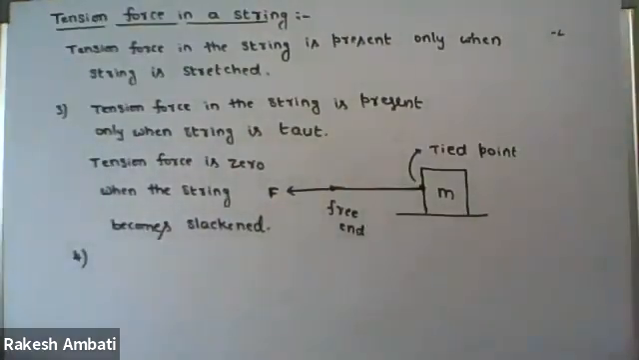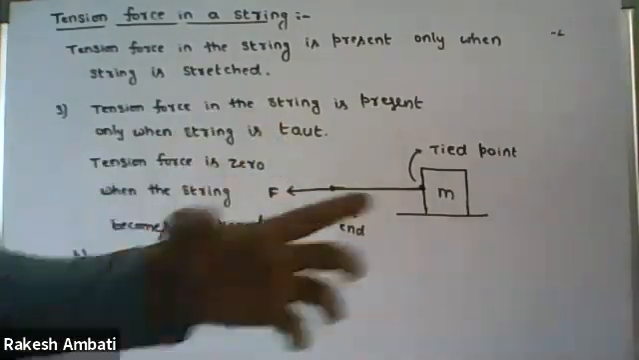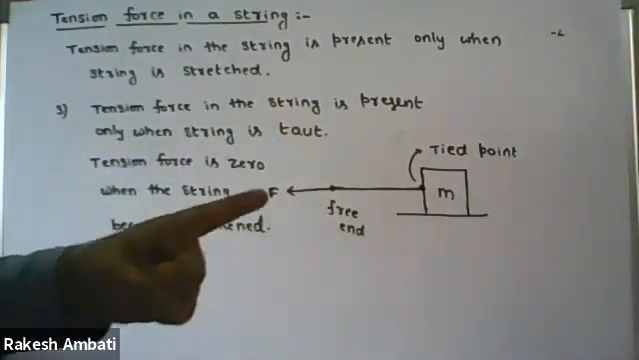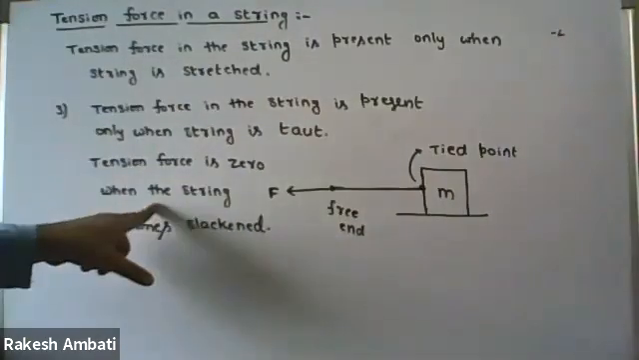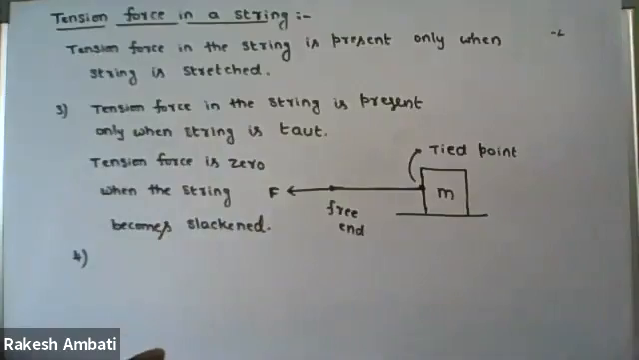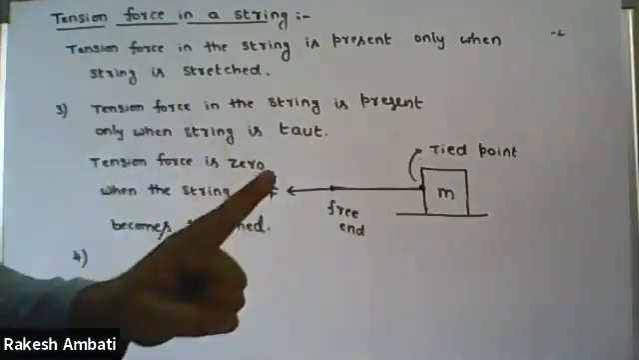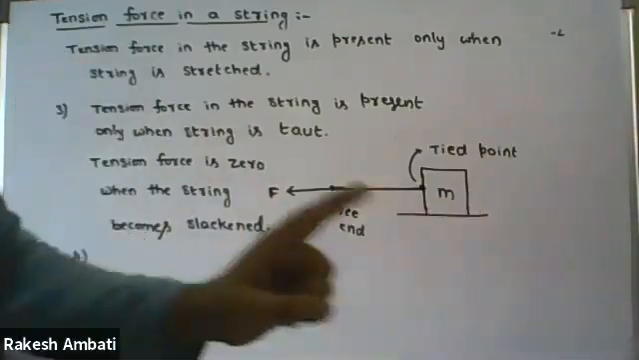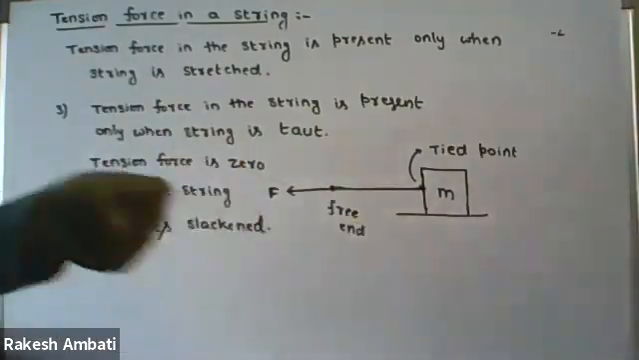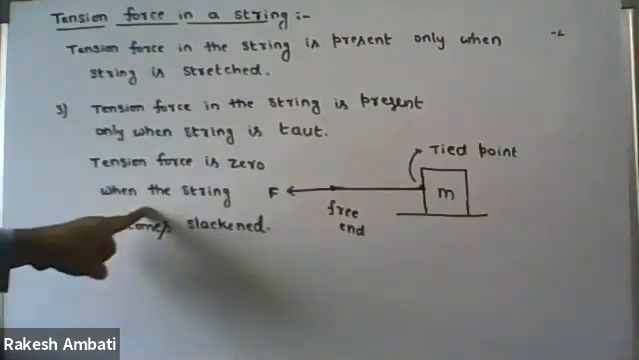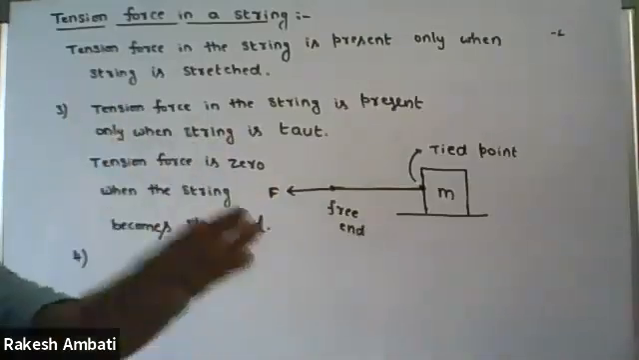Next, fourth point. Generally, a string can always apply a pulling force. That means tension force is always a pulling force. A string never pushes the object; a string always pulls the object. So tension force is always a pulling force. Tension force can never be a pushing force.